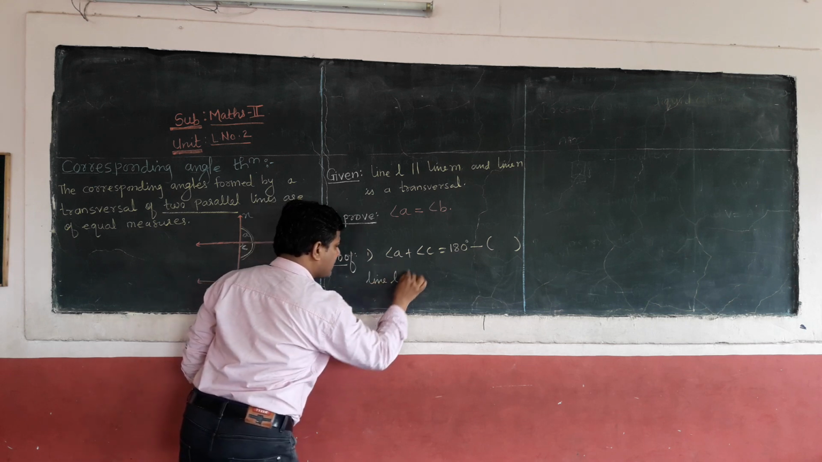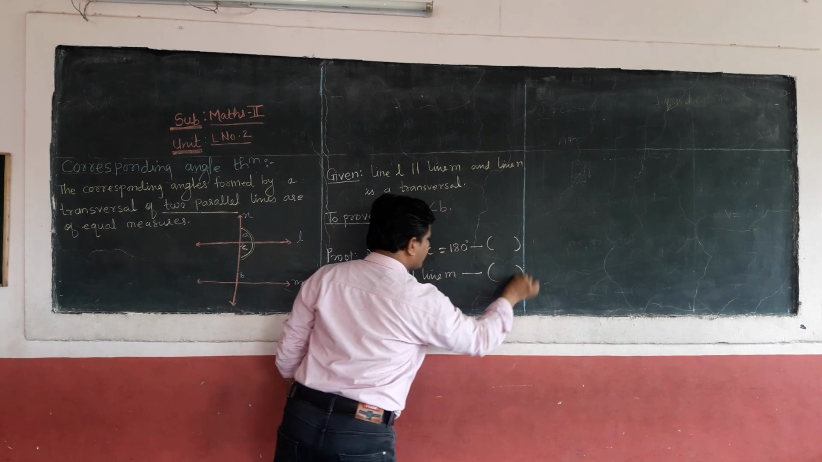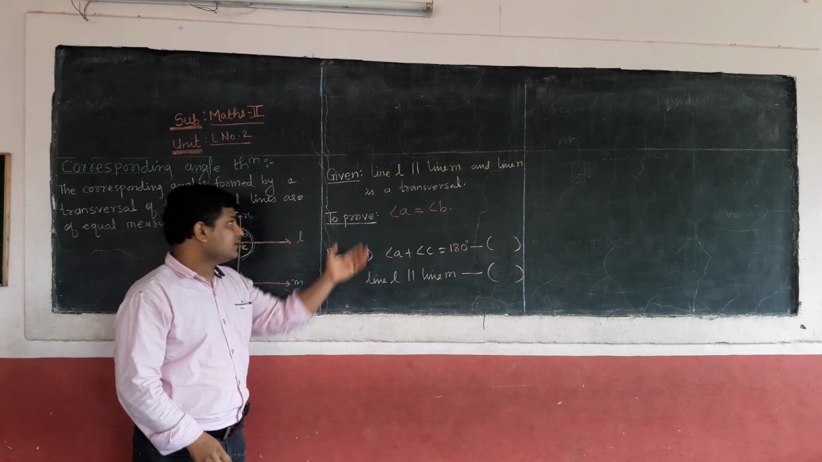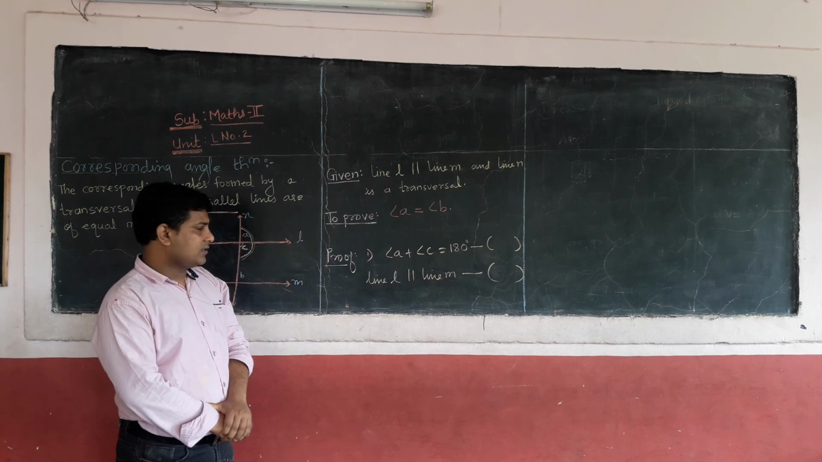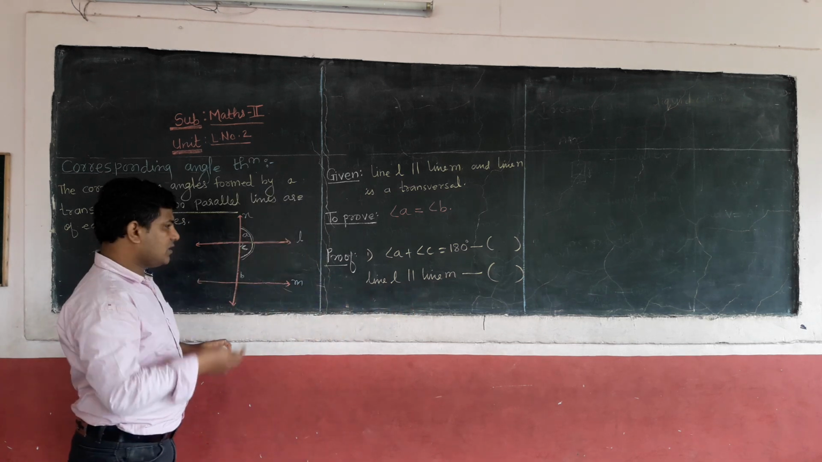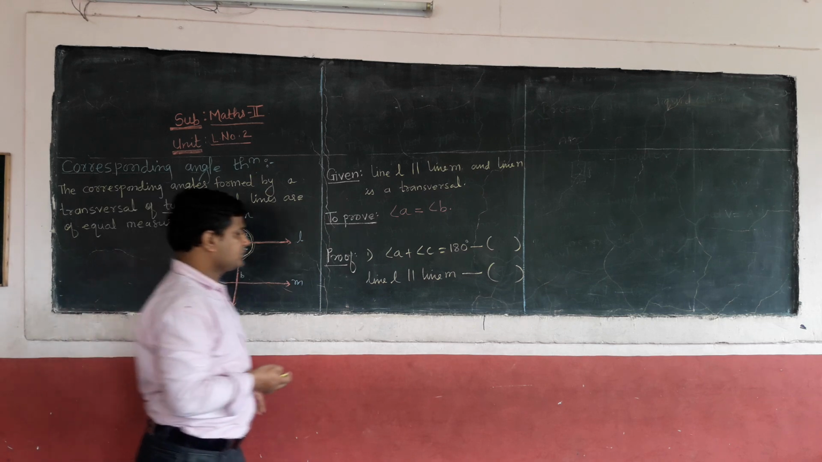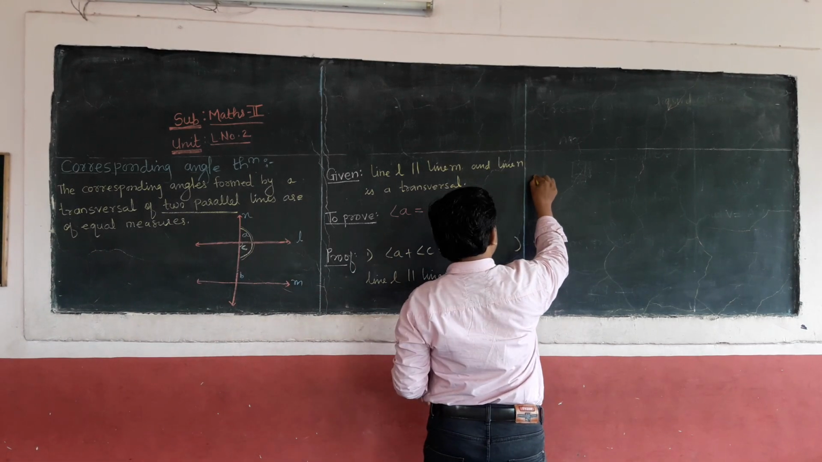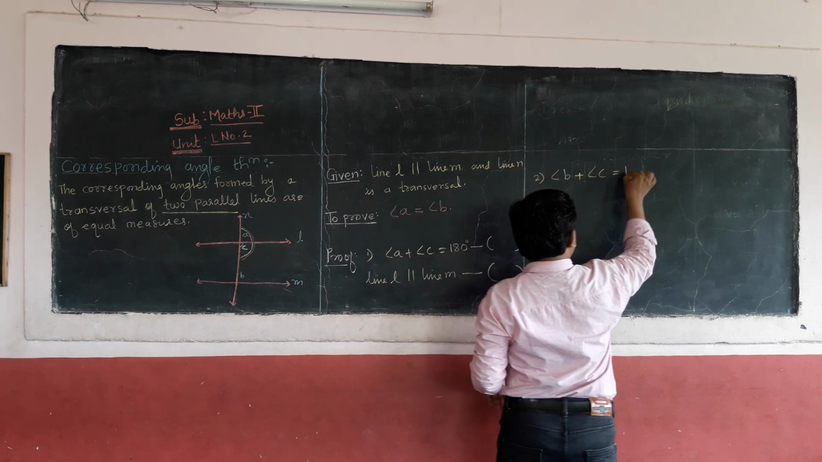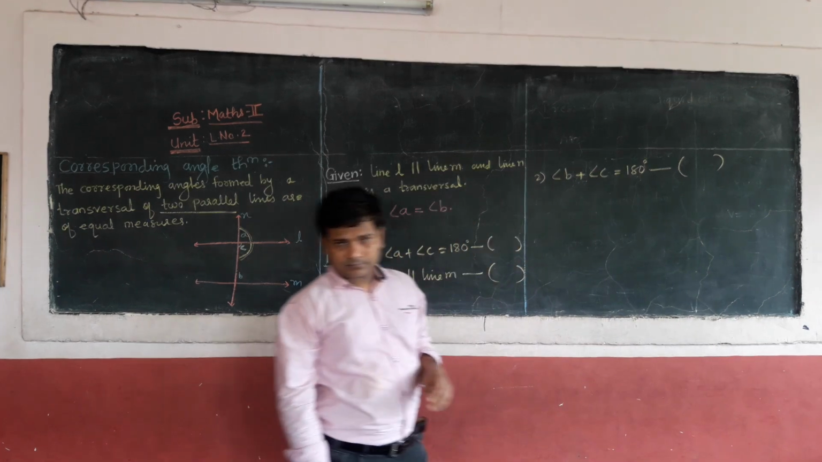line L is parallel to line M. What will be the reason here? Yes, obviously it is given. You can see it is written here. It is given. Now, if these two lines are parallel, in the last lecture we have learned that angle B plus angle C is how much? It is also 180 degrees. What is the reason? Interior angle theorem.